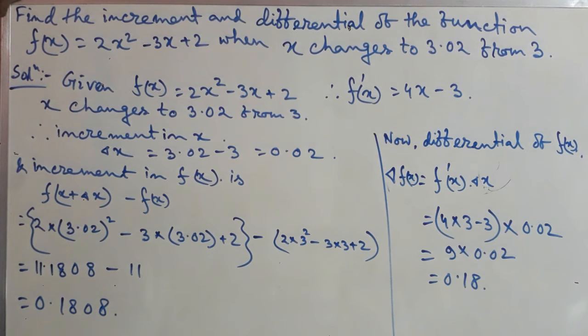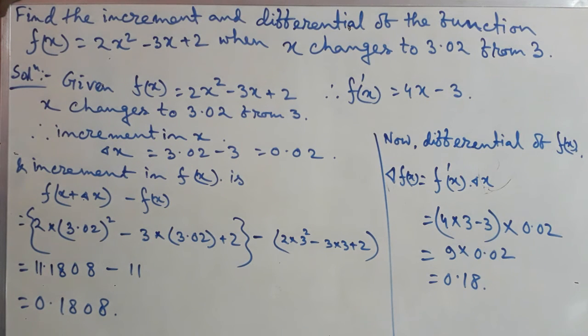Next problem: find the increment and differential of the function f of x equal to 2x square minus 3x plus 2 when x changes to 3.02 from 3. So what is the given function? It is 2x square minus 3x plus 2. Differentiating, we get f dash x is equal to 4x minus 3. It is given that x changes to 3.02 from 3. So what is the increment in x, denoted by delta x? That is 3.02 minus 3, that is 0.02.